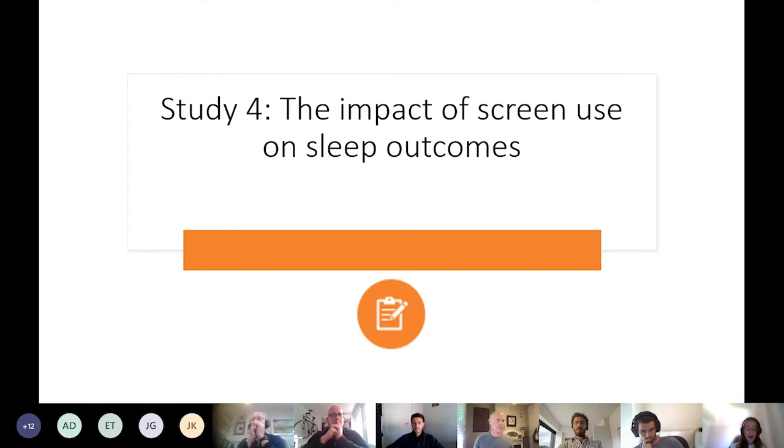In my final study, I hope to bring all of these studies together and use these validated measures to look at the impact of children's screen use on sleep. And I also want to compare the self-reported data with the data captured by the device measures.